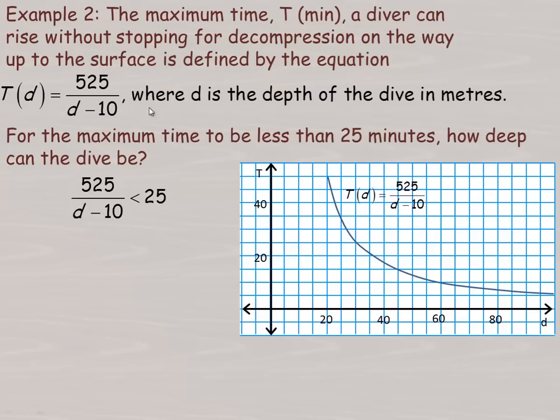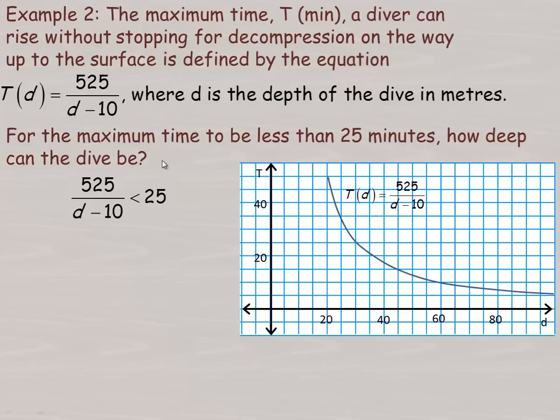On the second page, we're told that the maximum time, and t is in minutes here, a diver can rise without stopping for decompression on the way up to the surface is defined by this equation. So t is the maximum time. T is a function of the depth of the dive. It's 525 over the depth minus 10. And so here's what the graph looks like.